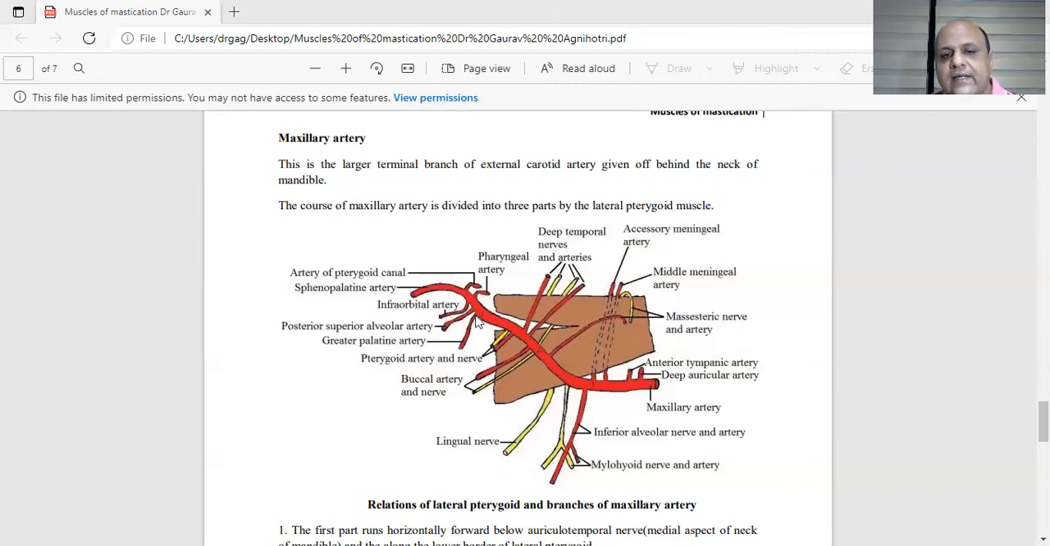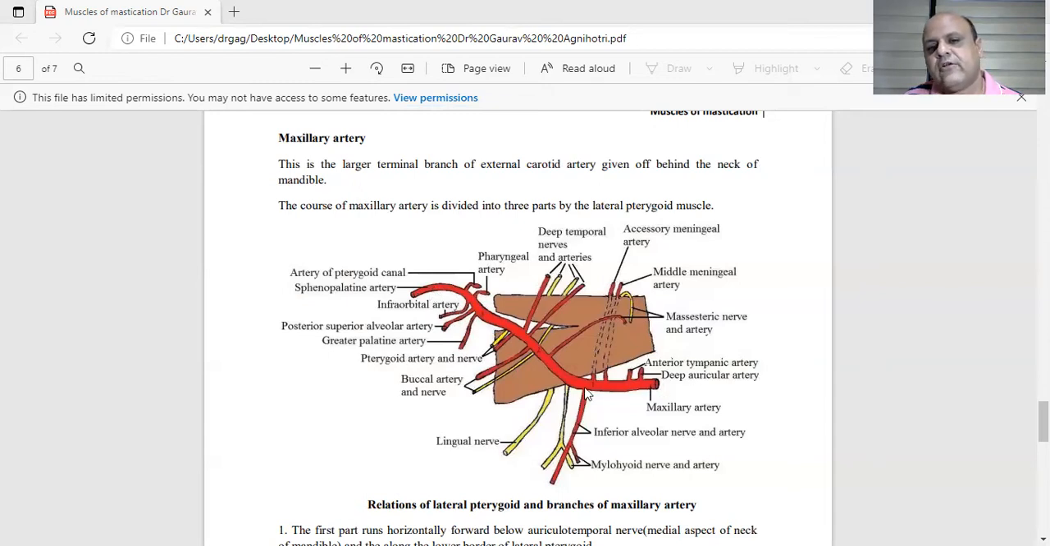So once it enters the pterygomaxillary fissure, the maxillary artery gives the pharyngeal branch, the artery of pterygoid canal, greater palatine artery, and the terminal branch is known as sphenopalatine artery. Now this sphenopalatine artery is also known as the artery of epistaxis. So this is the terminal branch of the maxillary artery.